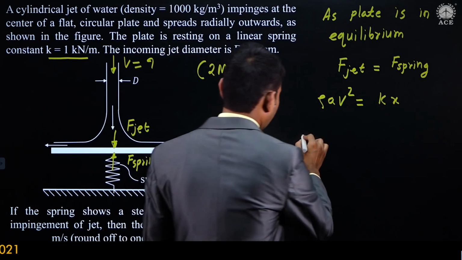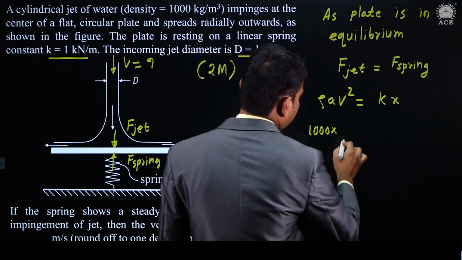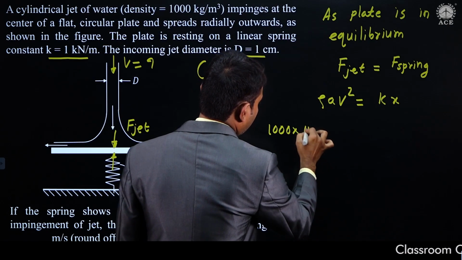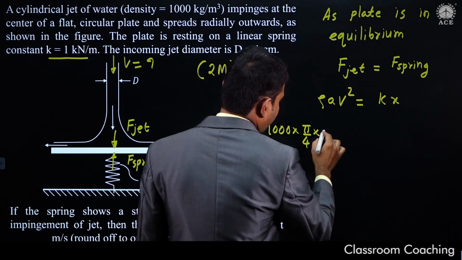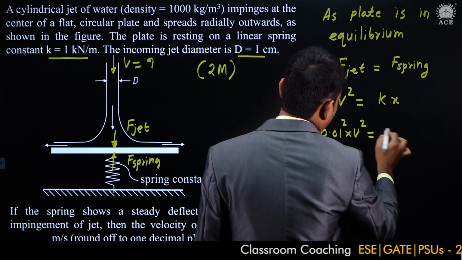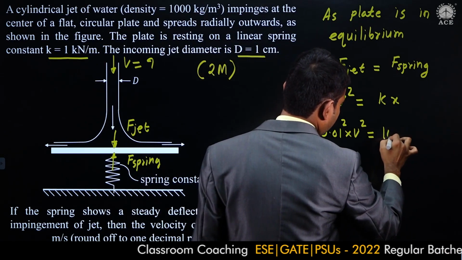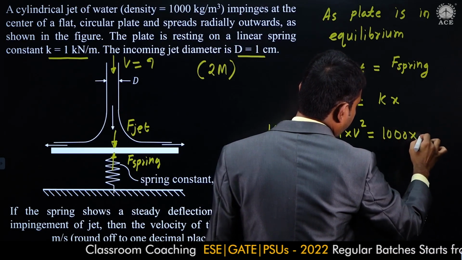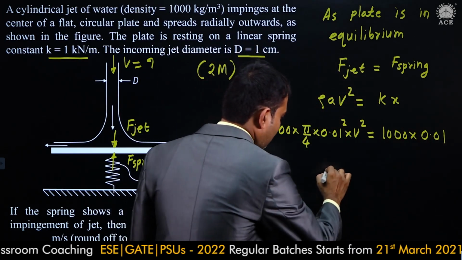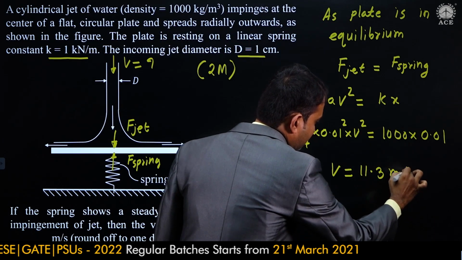Now substitute the values. Fluid is water, so 1000 into pi by 4. Jet diameter is 1 centimeter, so 0.01 squared into V squared equals K. Stiffness of the spring is 1 kilonewton per meter, so that is 1000 Newton per meter into X. X value is again 1 centimeter. Now if you perform this calculation, you will get the value of V as 11.3 meter per second.